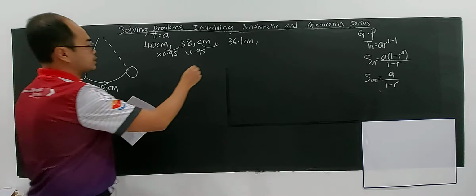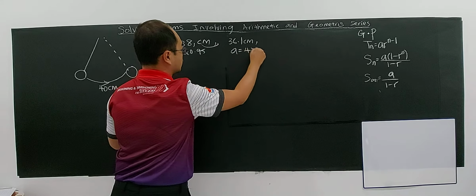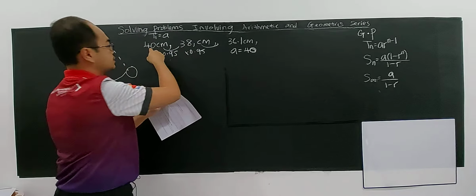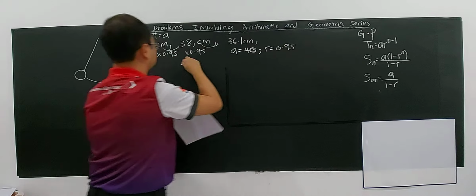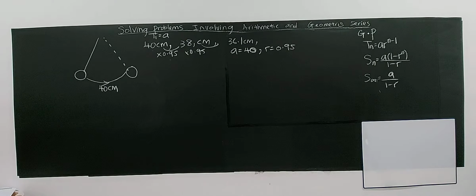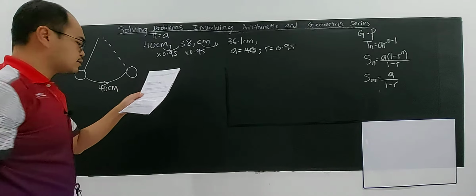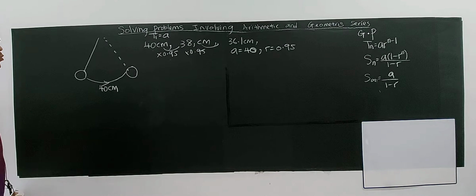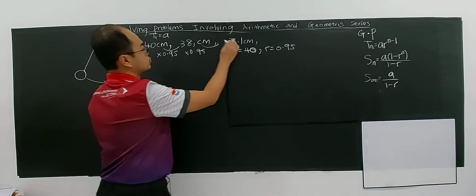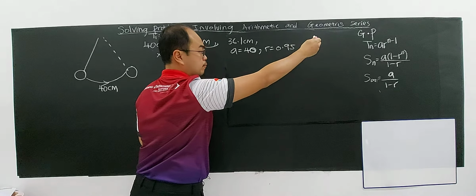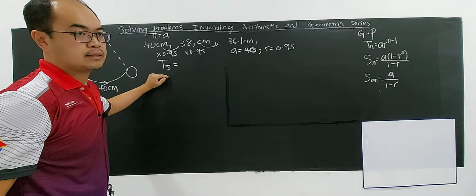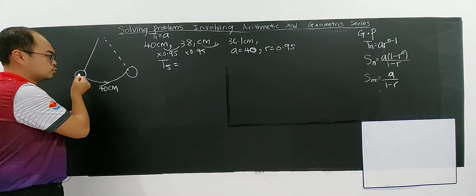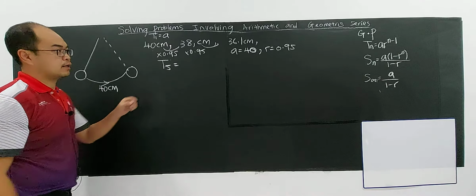So what is the first term here? The first term is 40 cm, and the common ratio is 0.95, which is given in the question, right? The question says, what is the length of the arc after the fifth swing? Means 1, 2, 3, 4, 5, the fifth swing, which is clearly T5. Okay, so the fifth swing.